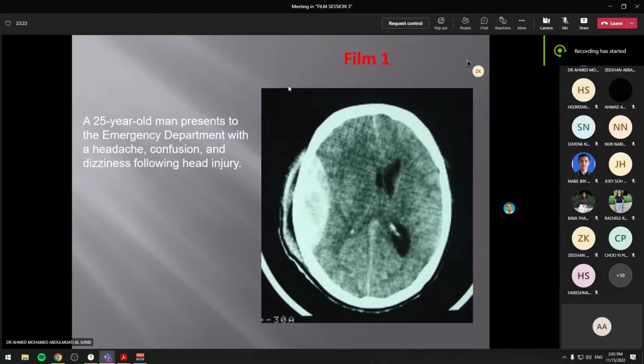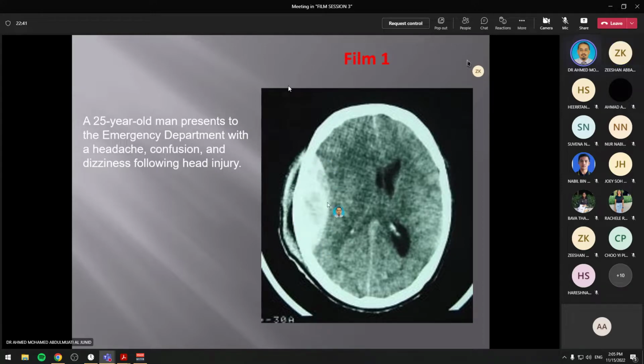Describe it, how to name it. Then come to the description. Description, the lesion. I want to describe it. Under description, you write number one, the density of the lesion.